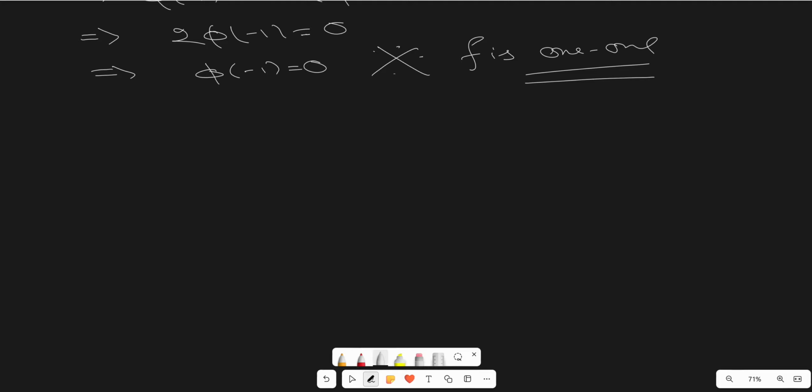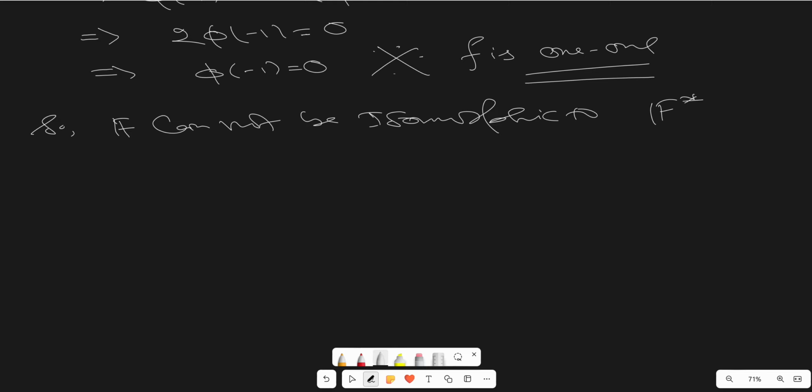So I think you are clear. This cannot happen if F is infinite and the characteristic of the field is not 2; they cannot be isomorphic. So F cannot be isomorphic to F star. Okay, so this has been over.